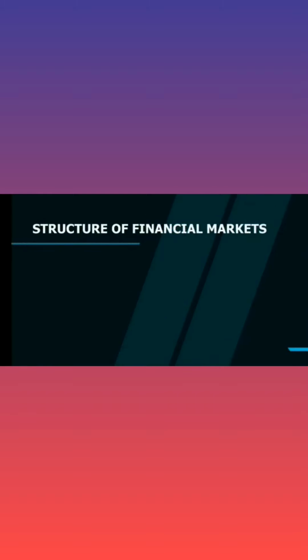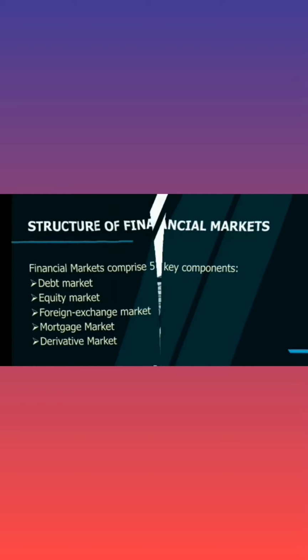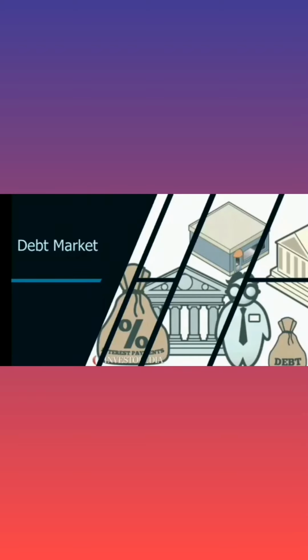Structure of financial markets. Financial markets comprise 5 key components, namely debt market, equity market, foreign exchange market, mortgage market, and derivative market. Debt market is the market where debt instruments are traded. Debt instruments are assets that require a fixed payment to the holder, usually with interest. Examples are bonds. Interactions between investors and borrowers in the bond market determine interest rates.